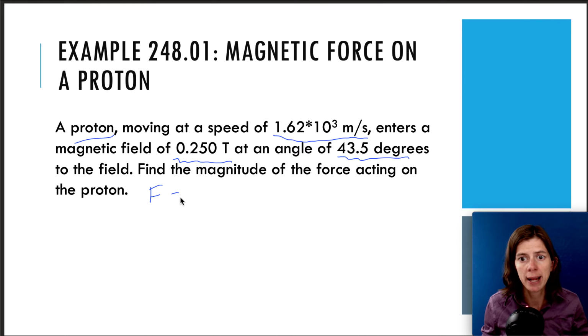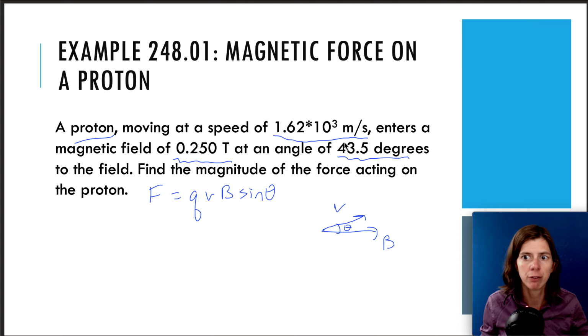We just learned that the magnitude of the force is F equals QVB sine theta. If we picture this problem, we don't know which way the magnetic field is, but let's say that it is to the right, then the proton is entering at an angle of 43.5 degrees. That's our theta, the angle between V and B. And then V is 1.62 times 10 to the third. B is 0.25 teslas. And Q is the charge of a proton.